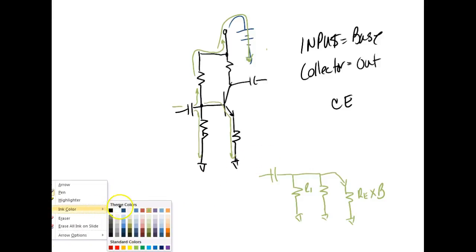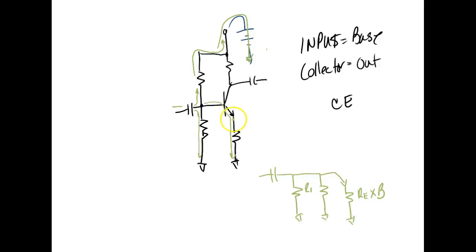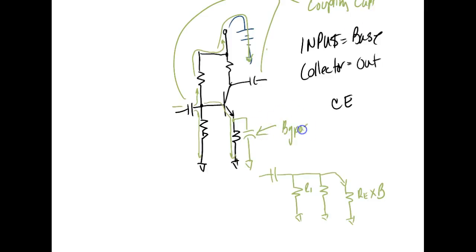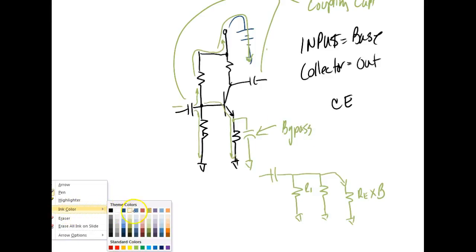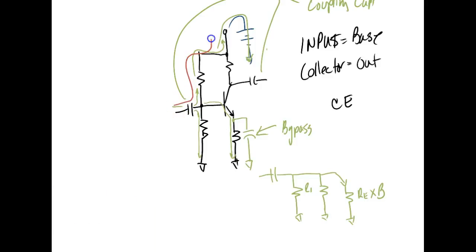Now watch what I'm going to do. What we can do here is bypass it. And what does that do if we bypass it like that? These two guys right here are called coupling capacitors. And this guy right here is called a bypass capacitor. So what happens now with the signal? The signal is still going to come through, still going this way, still going this way. But now the signal is going to bypass RE. And that's why it's called a bypass capacitor.